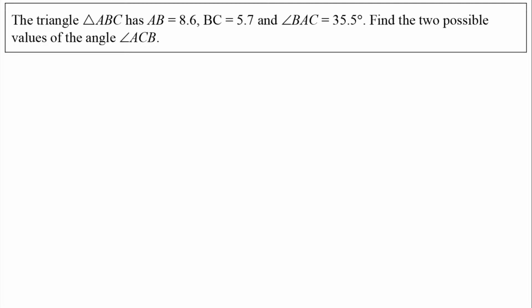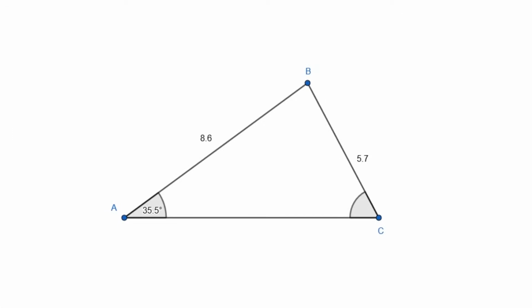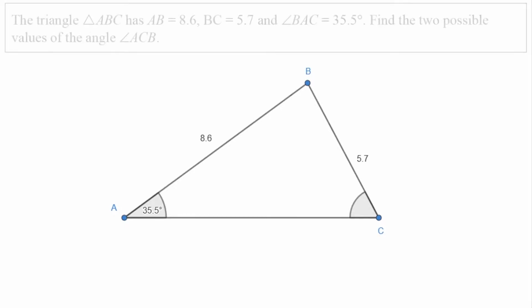A picture is going to help here. So this picture summarizes everything in the question. And there doesn't really seem to be anything confusing about this. We have to find that angle ACB, the angle which is at C. Let's approach this in our usual sine rule method.